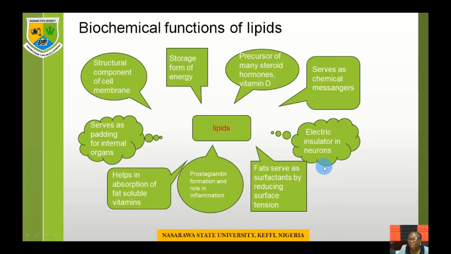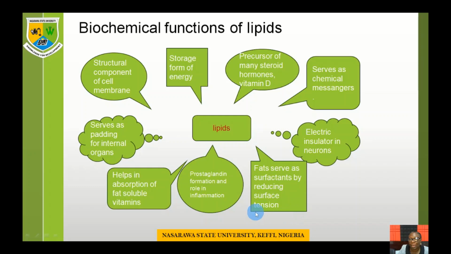Then they act as electric insulator in neurons. Lipids insulate the neurons. The neurons are where you have transmission of nerve impulses. So lipids insulate the neurons. Then fat serves as surfactants by reducing surface tensions.